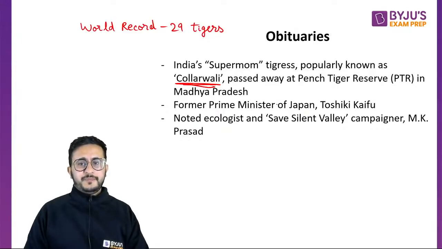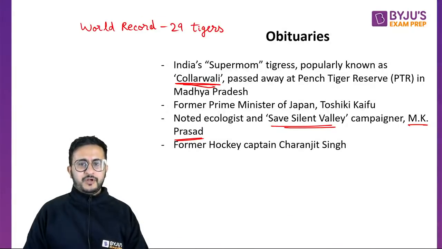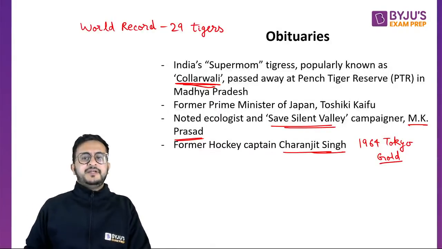Then former Prime Minister of Japan, Yoshihiko Noda, he also passed away recently. Then ecologist and Save Silent Valley campaigner M.K. Prasad, another famous personality who is no more. Former hockey captain Charanjit Singh was the captain of the hockey team in the 1964 Tokyo Olympics, in which India won the gold medal. He was the captain of that gold medal winning team, and he passed away recently.